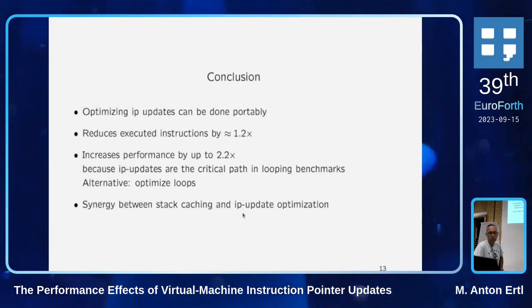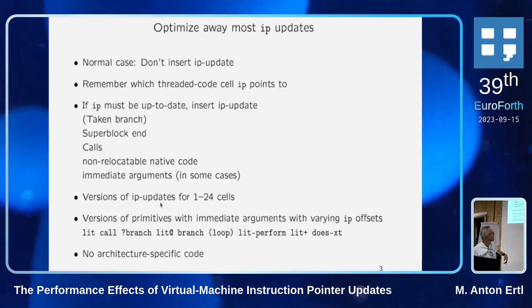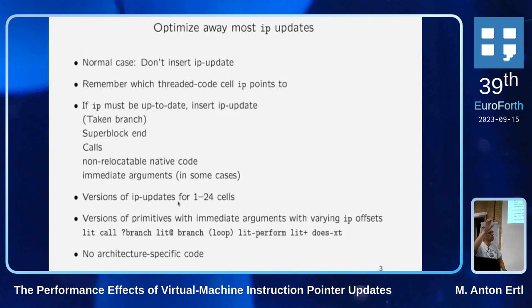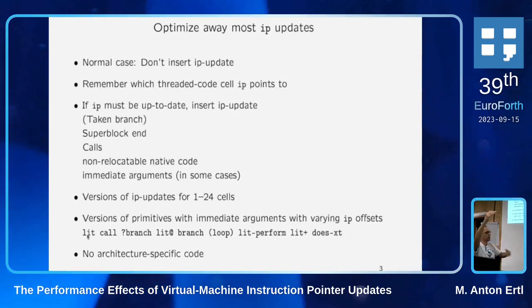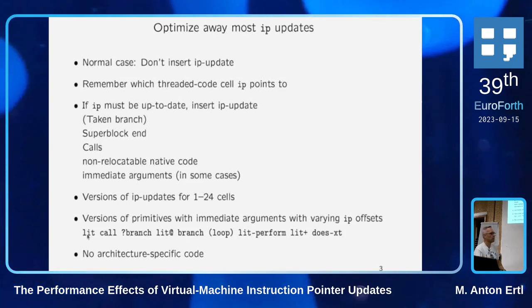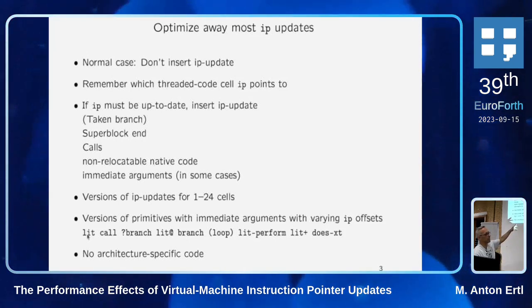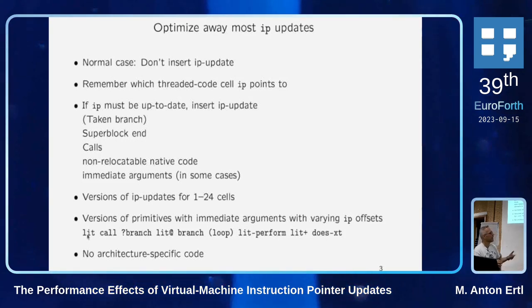Basically, we create versions of the updates for 1 to 24 cells, and so we copy the right piece of code, and likewise for the primitives with immediate arguments. If we have, for example, lit with 24 versions, we copy the right version of that. It was chosen because with this inner product thing, 16 was not enough, and I wanted to see what it looks like. And then I measured, and this inner product is one case where you benefit from having more, but typically on most code, 10 is enough.